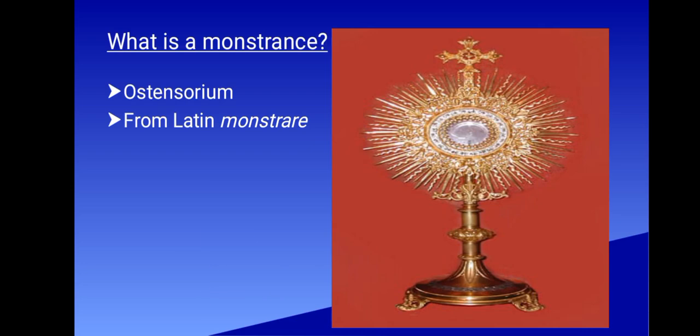In this session, we're going to look at a monstrance. In this image, you can see it's a picture of a monstrance, and it's also referred to as an ostensorium or an ostensory, and it comes from the Latin word monstrale, which means to show.